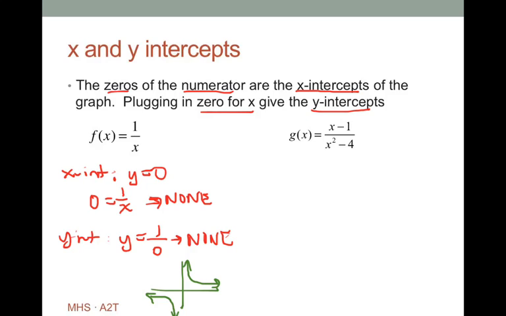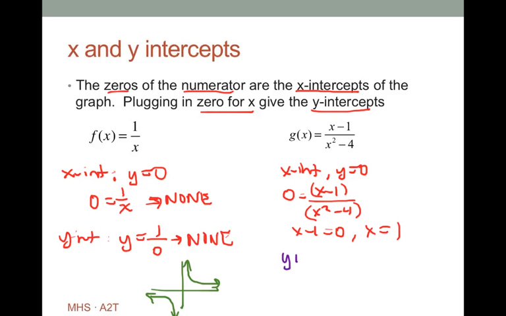Let's look at the next one, (x minus 1) over (x squared minus 4). We want to know where the x-intercept is. Well, then just plug in, figure out what y equals 0, or g of x equals 0. When you multiply, you're going to get 0 equals x minus 1, so x equals 1. If you want to find the x-intercept, look for the 0 of the numerator. So the numerator up here, the 0 of that numerator, x equals 1, so that's going to give you that intercept.